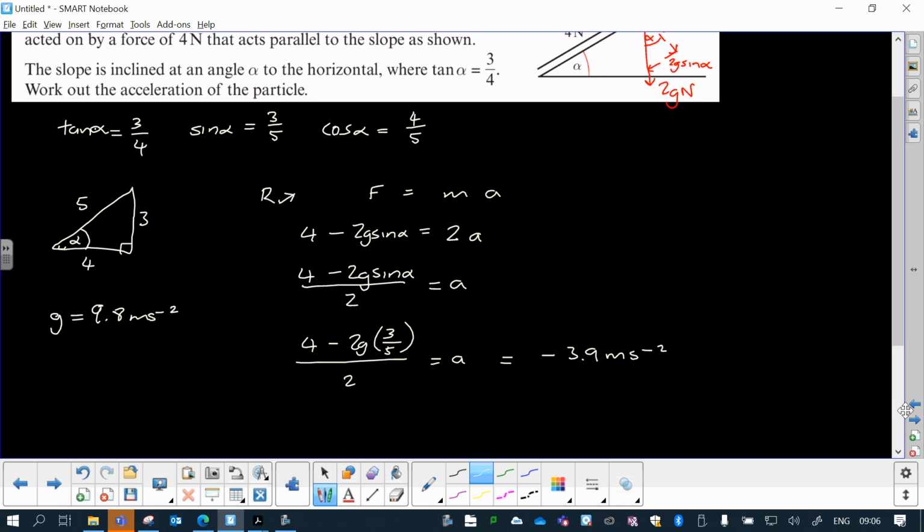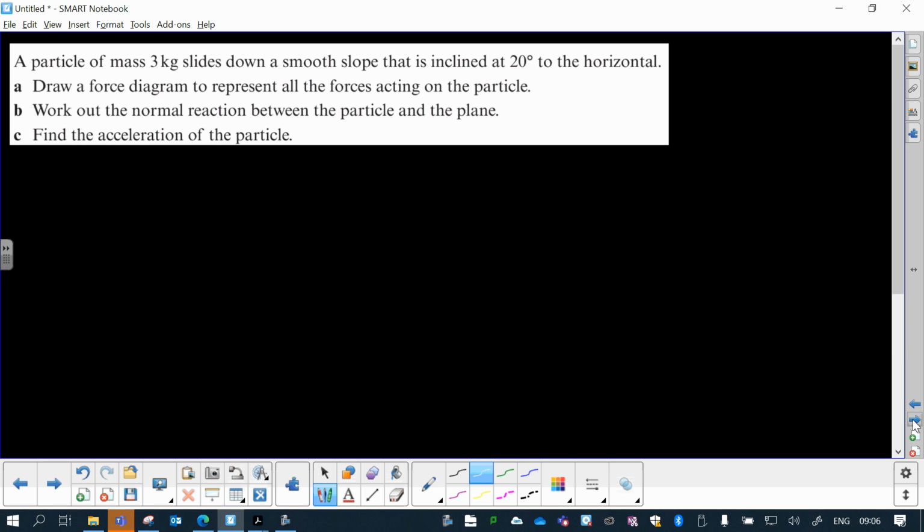Right, again, similar question for you. This is the first question from the worksheet that I've put on Teams. There's no diagram. So you're going to have to draw this diagram as accurately as you can and add in all of your forces. Go.